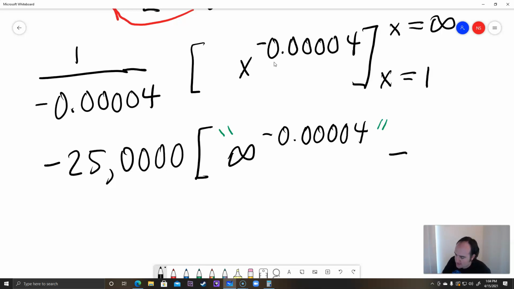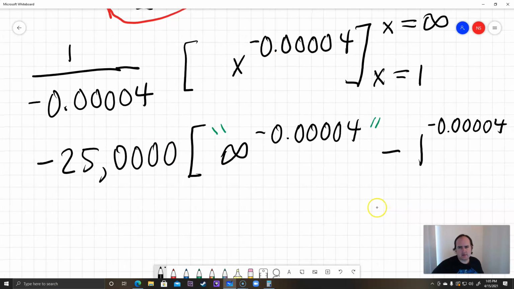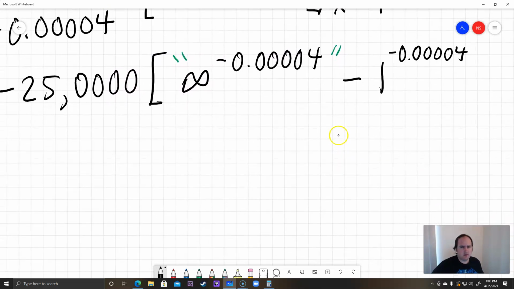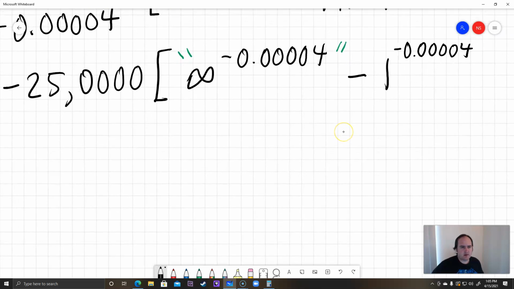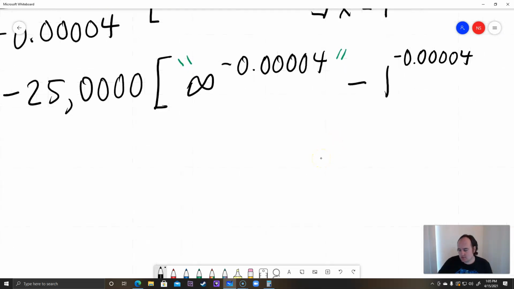Okay, and then if we subtract, we're going to subtract 1 to the negative 0.00004. And you might be wondering, well, why do they have these silly decimals here? Well, in the real world, decimals are actually really common, so it's good to get some practice with them.